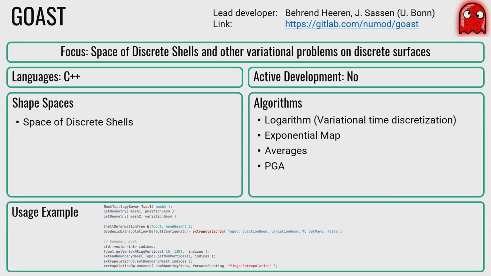Then there's the framework that I've been working on all the time I've been doing my PhD and postdoc. Really the focus here is a C++ framework, which is a bit unorthodox by now. But still, it's a space of discrete shells. You really work with triangle meshes. You have this elastic energy I told you about before, and there's also some other variational problems. You have all the basic algorithms. You have the exponential map. You have averages, PGA. And even though it's C++, I want to tell you there's a nice interface that you can do things with.